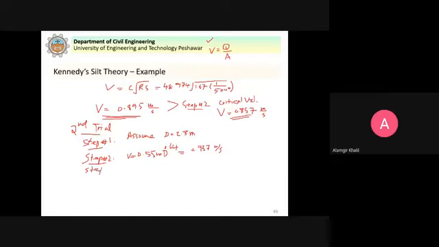So step number 3. So we calculate the area A, that will be equal to the discharge which is given divided by this critical velocity. So this area comes out to be 32.02 square meter. Next we can quickly calculate the bottom width. So that is step number 4.